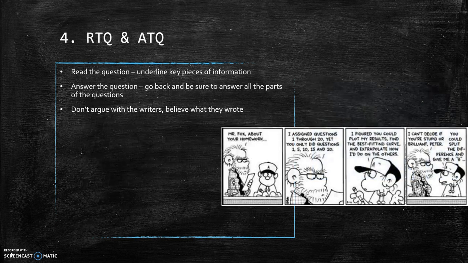So number 4 is to read the question and answer the question. And some good tips are to underline your key pieces of information, and when you're done, go back and read again what you were asked to do to make sure that you have answered it. And when you're reading the question, don't argue with the writers, believe what they wrote.